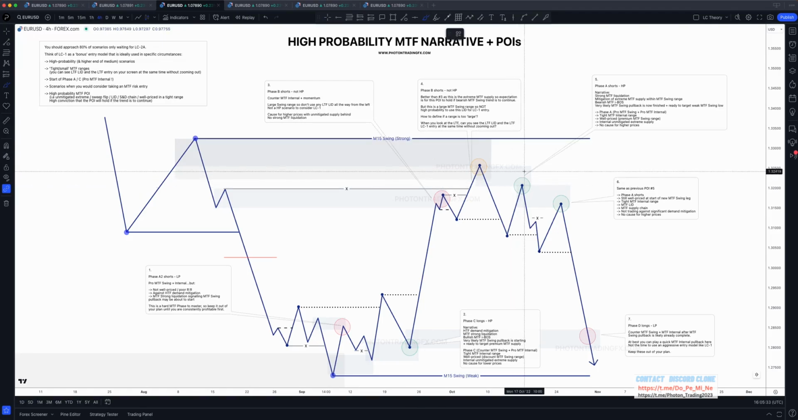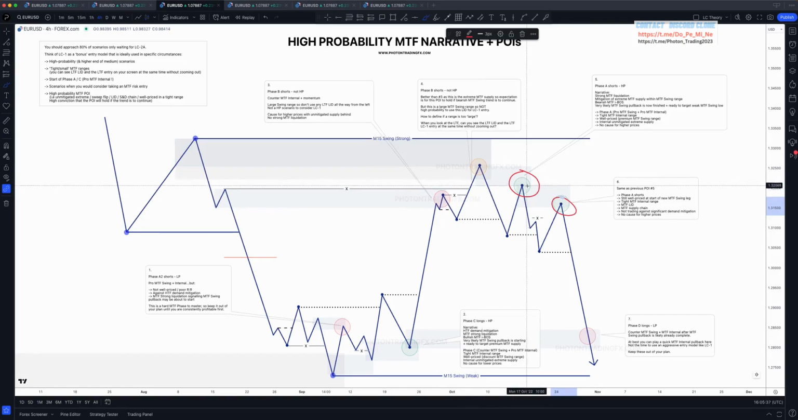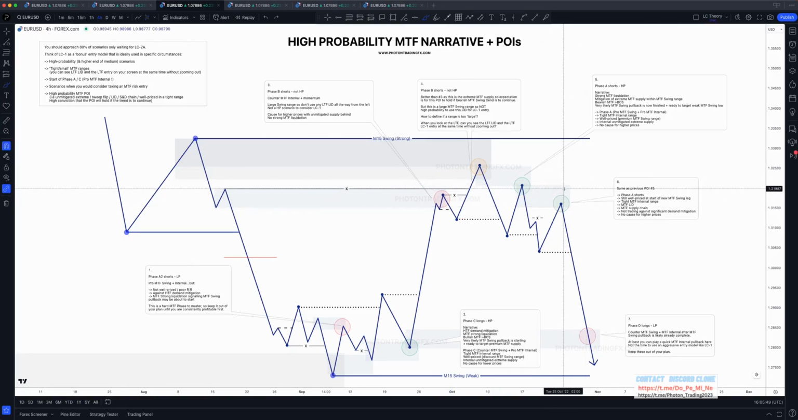So on this diagram, this would be a phase A trade, and this would be a phase A trade if we are taking shorts, because after this bearish IBOS, the internal structure is bearish. The swing structure is obviously bearish. So we have full alignment. These are the types of high probable trades you want to trade with phase A.